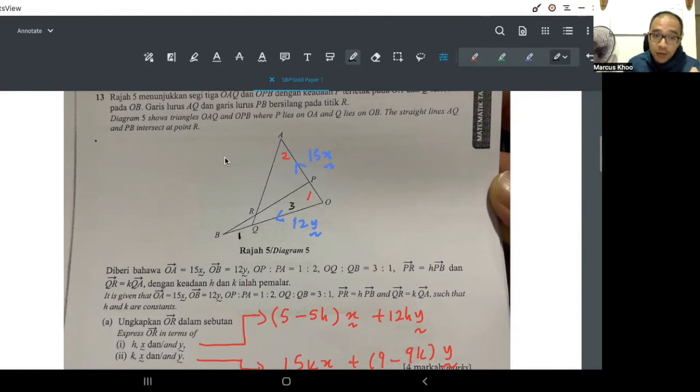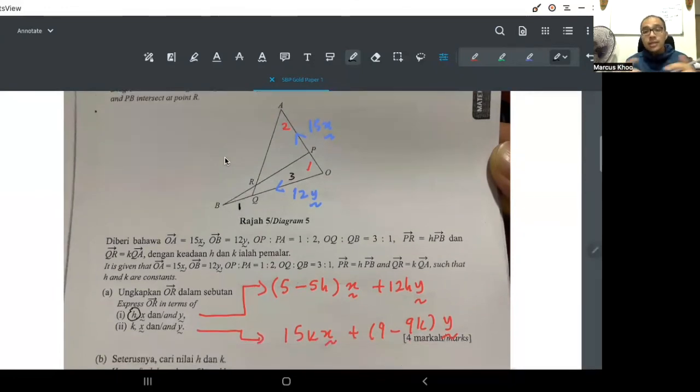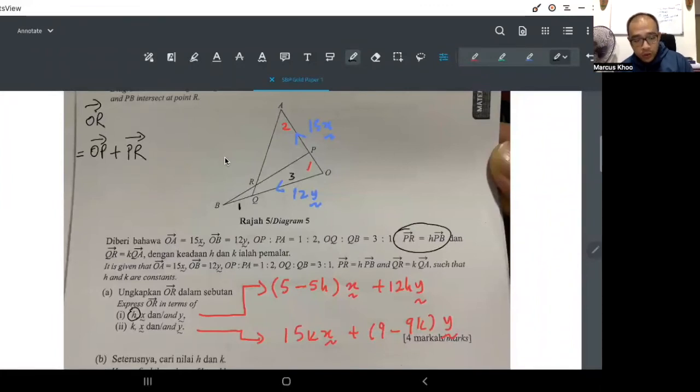So first of all, we have to express OR in terms of h. The first question gives us h, which means that somehow we have to use this one. PR equals h PB, so the only logical way is OR equals OP plus PR. Use the ratio, you know that OA is 15x, and you get OP is actually 5x. Then PR is h PB.